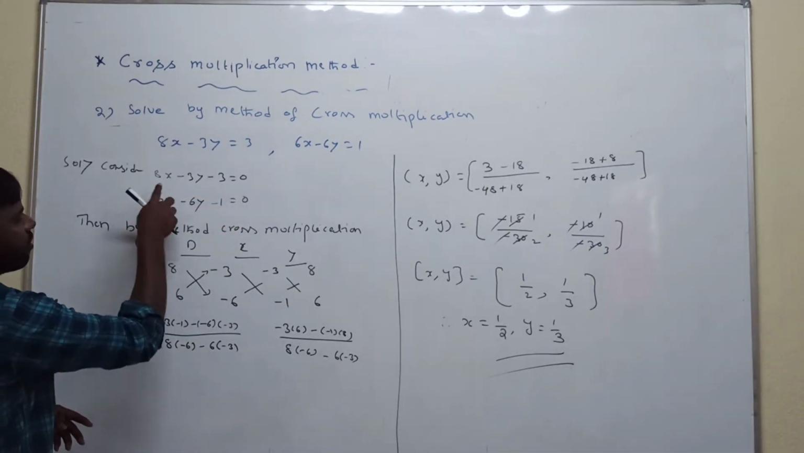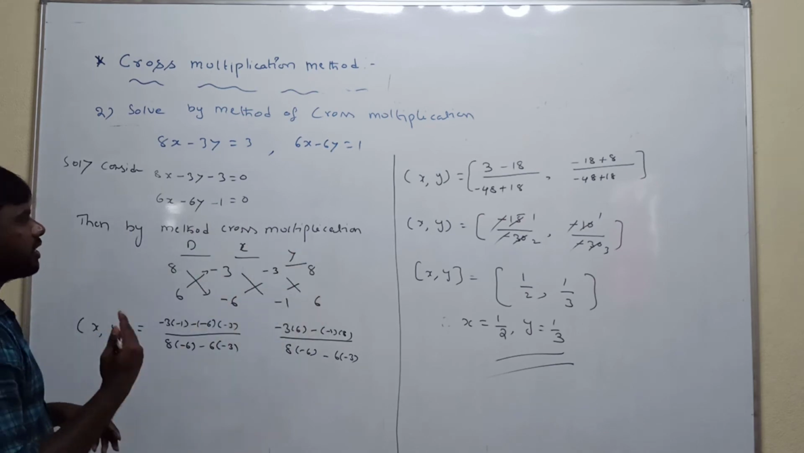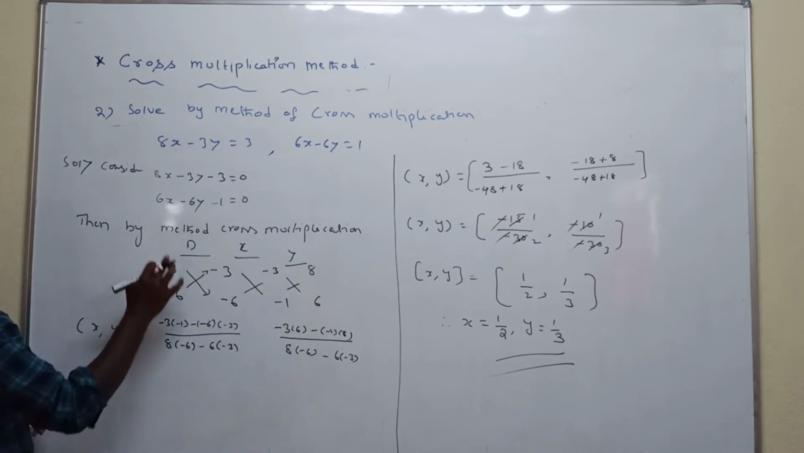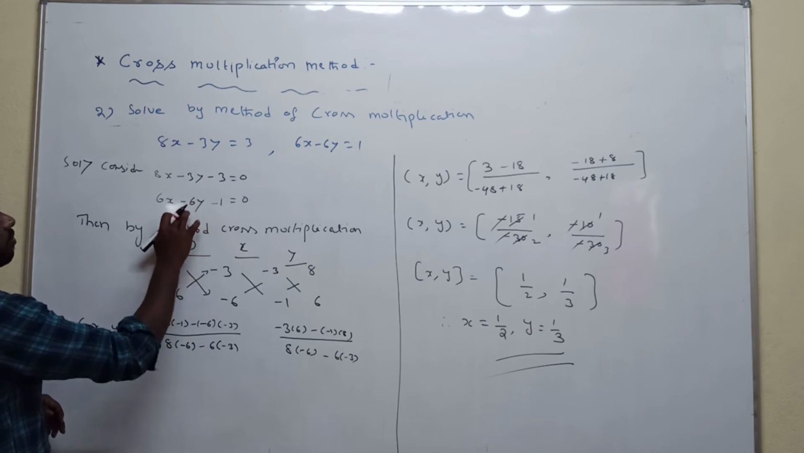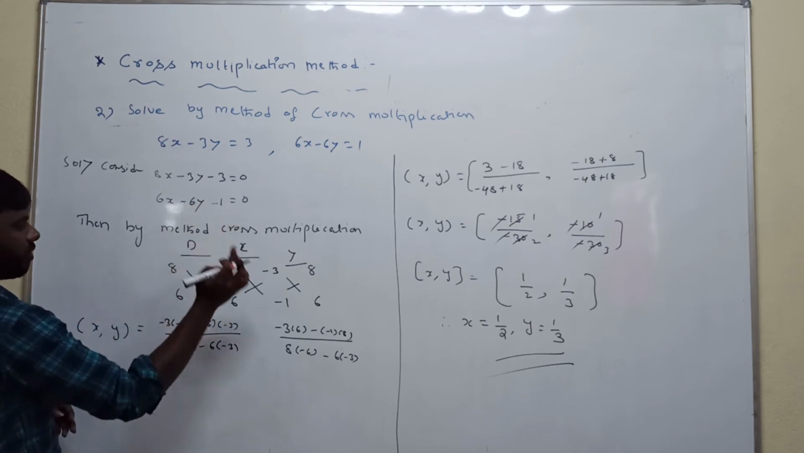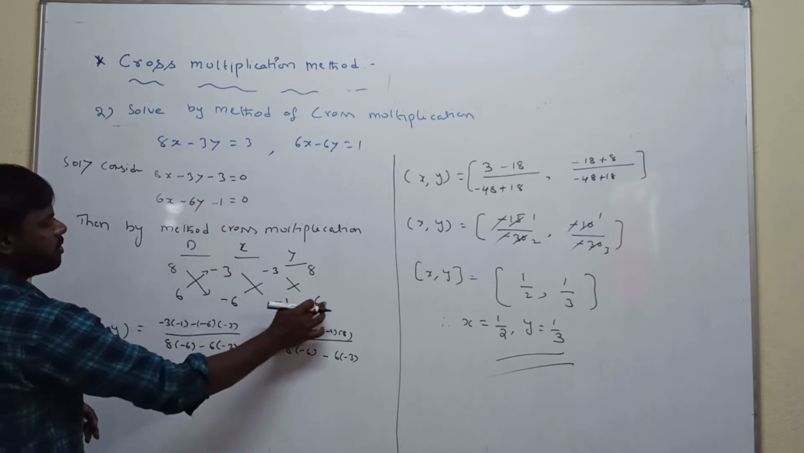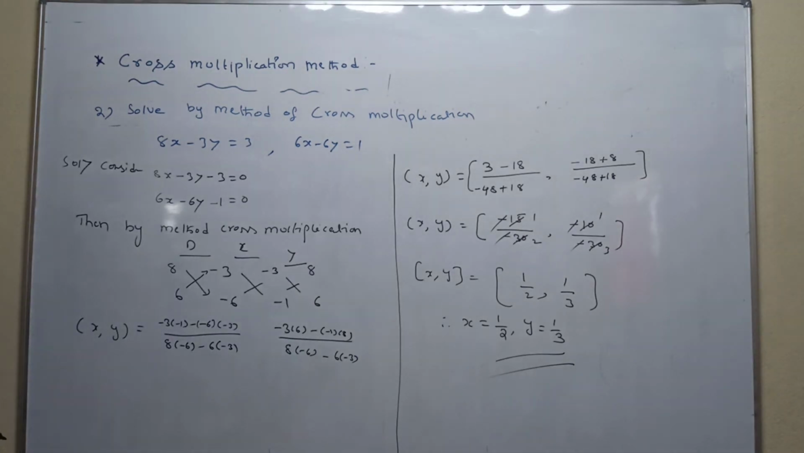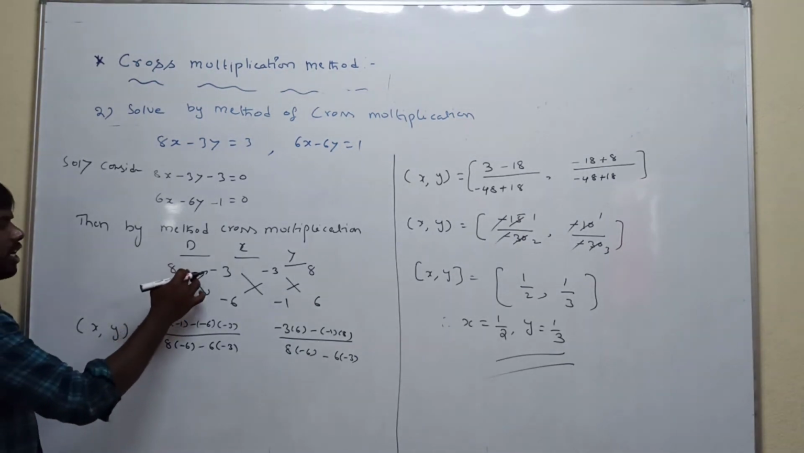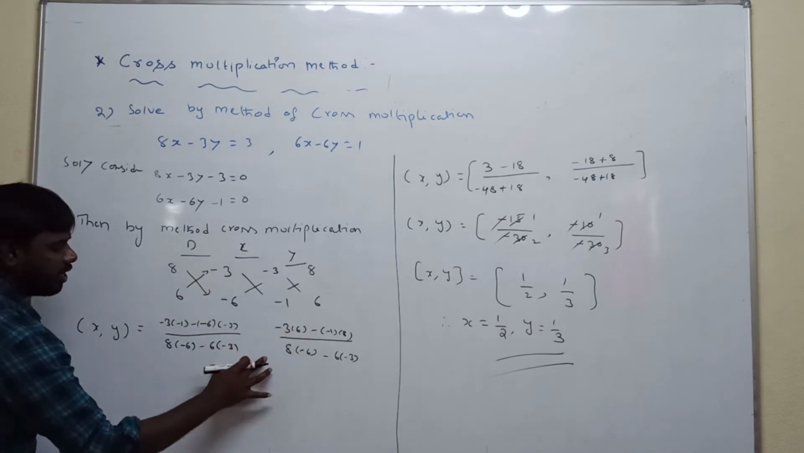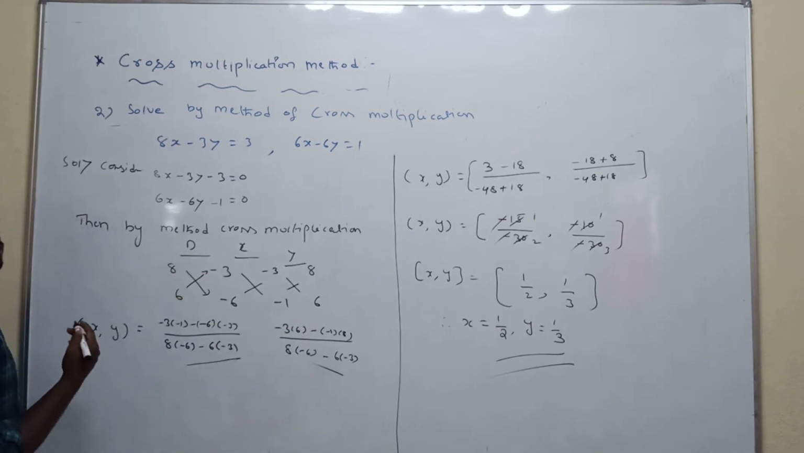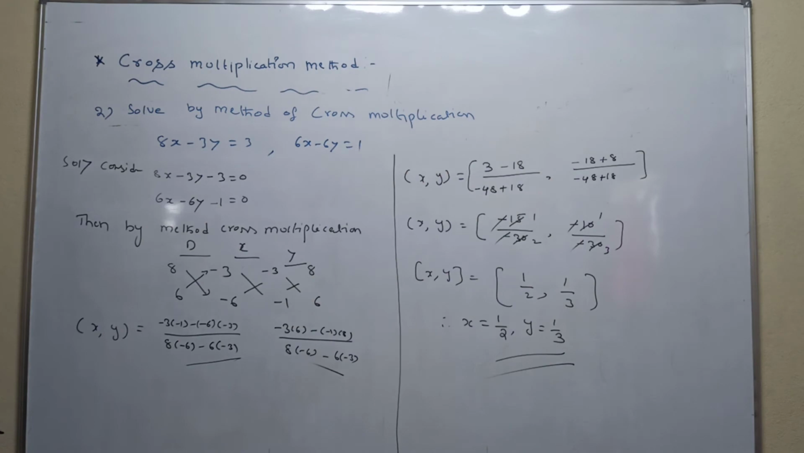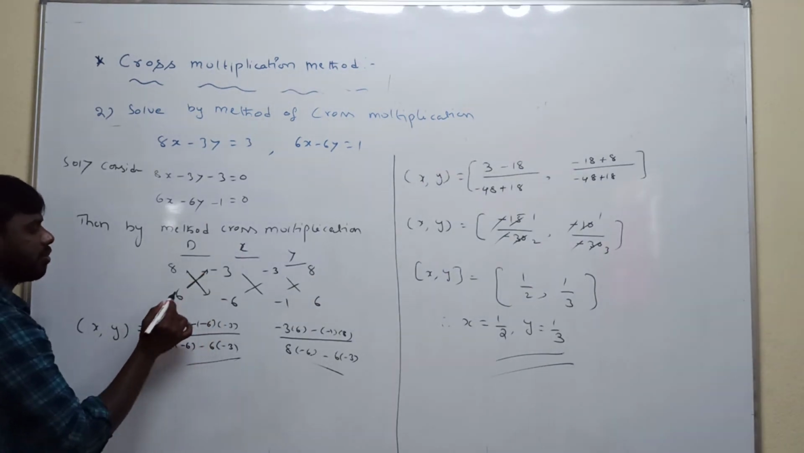Again the first x coefficient value is repeated. For the second equation, the x coefficient is 6, the y coefficient value is minus 6, the constant coefficient value is minus 1, and again the first value is repeated. Next we take x and y coordinate values equal to this cross multiplication value. Both denominators are the same, but the x and y numerator values are not the same. For x and y denominator, cross multiplication can be applied.